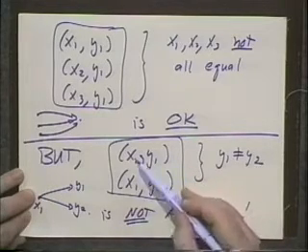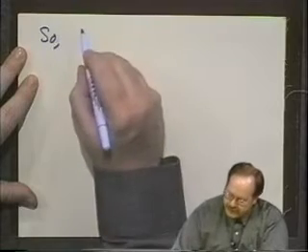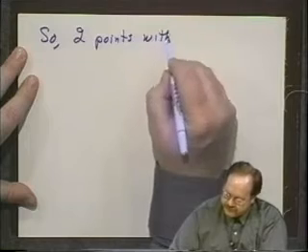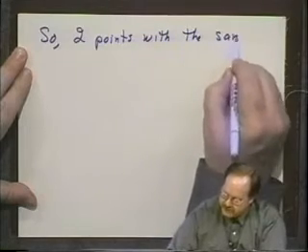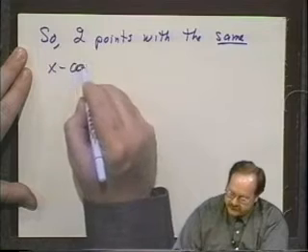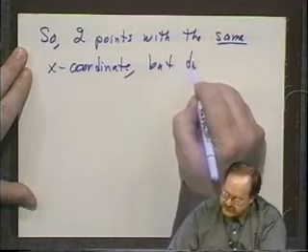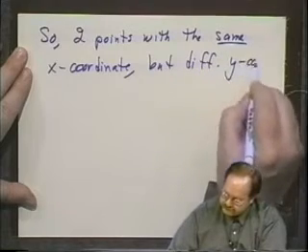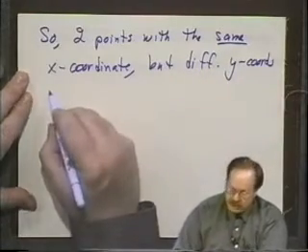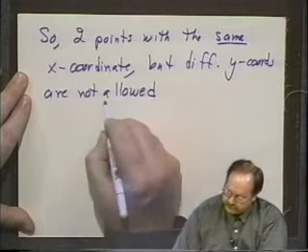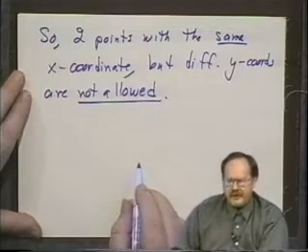Now notice what we have here. Two points with the same x-coordinate. So we can write down the following. Two points with the same x-coordinate but different y-coordinates are not allowed. But what kind of points are those?